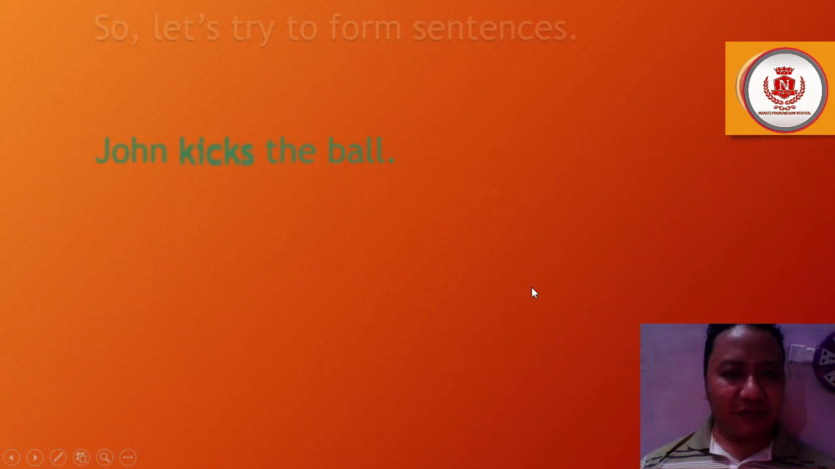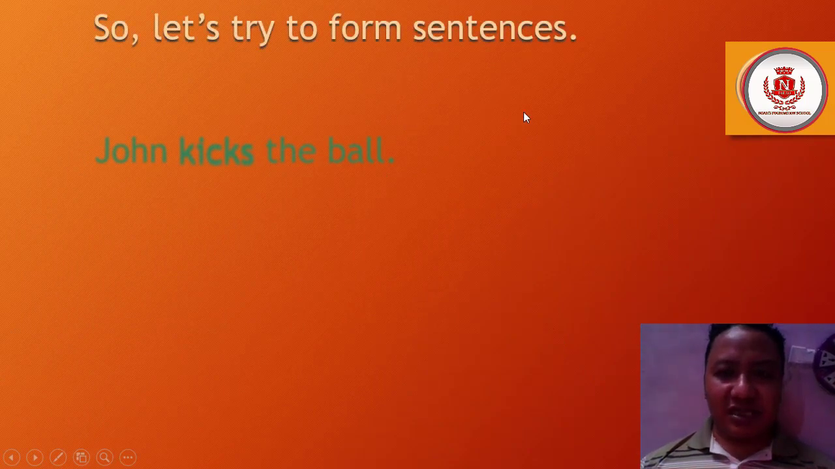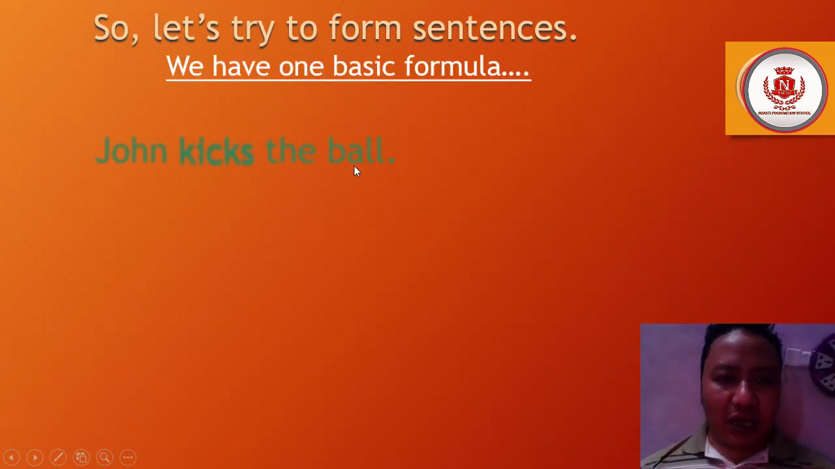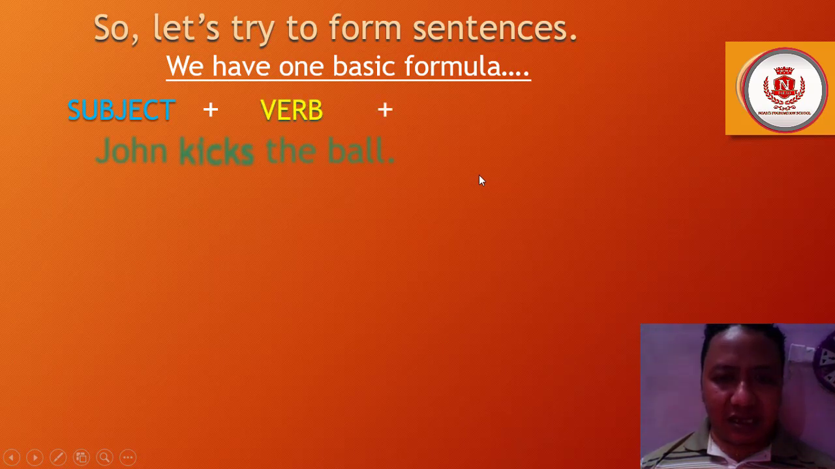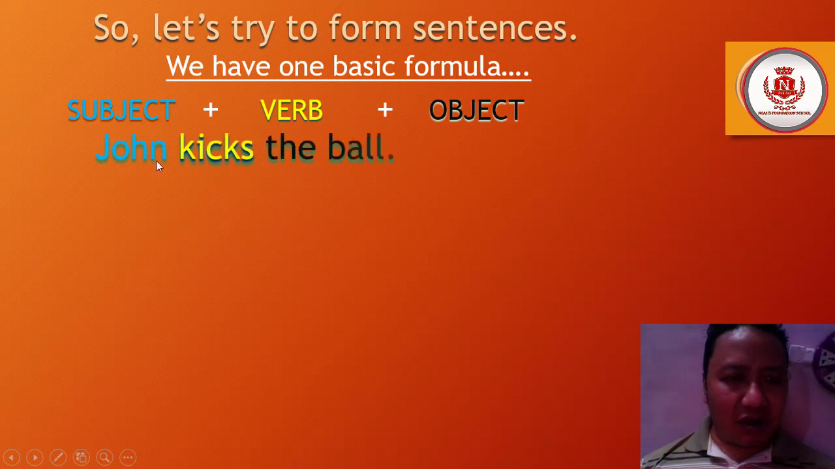Hope you understand. So let's try to form sentences here. We have one basic formula here. Subject plus verb plus object. Alright, this is one basic formula. Sometimes we can have only subject and verb, but here we are going to use subject, verb and object. Understand? So, John kicks the ball. John is the subject and it's singular. It's only one, right? John.